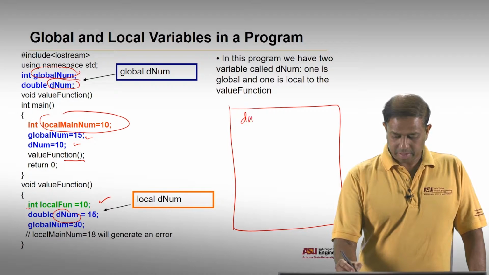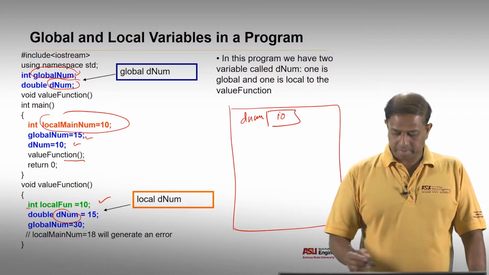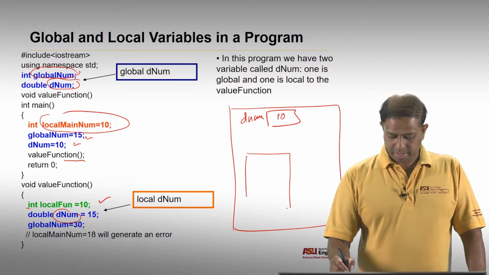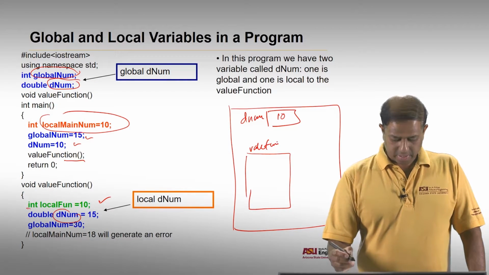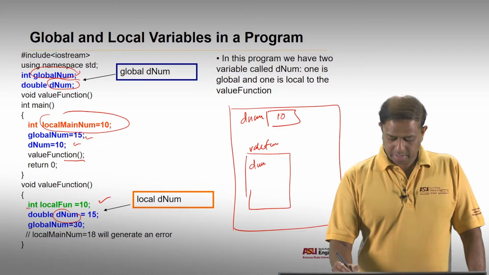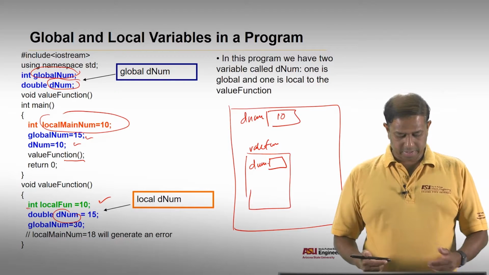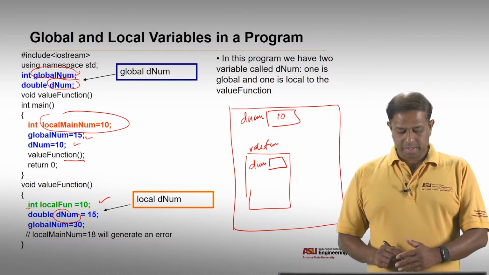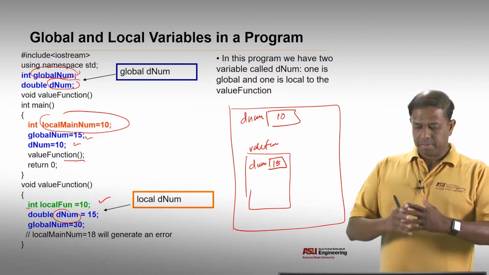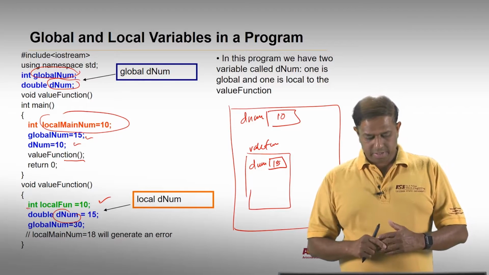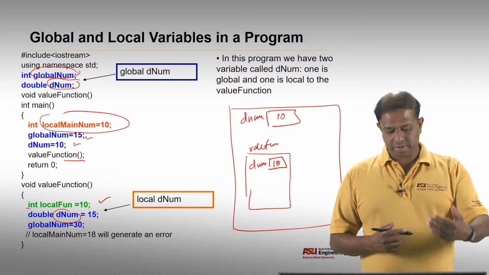So then we have dnum here, assigned to 10 from the main method previously, and then we have the value function. Inside the value function we are declaring the dnum variable, so that dnum is inside the value function, right? So when you say dnum equals 15, that is going to change this dnum to 15, right? Because we always first look inside the function and see if there's a variable called dnum. If it is not the case, it goes to the outside.